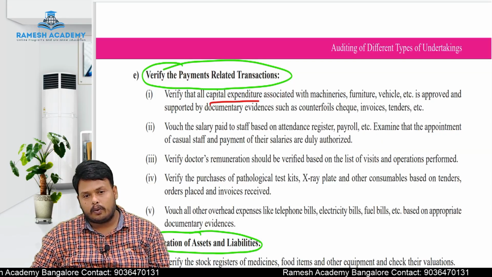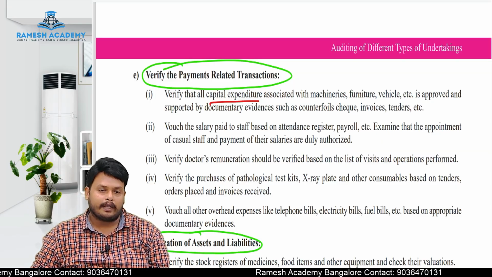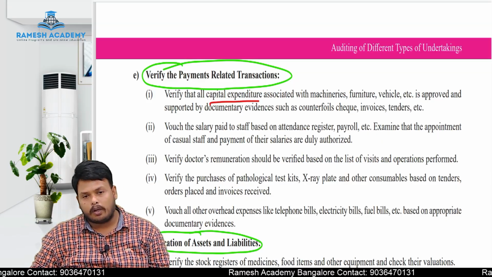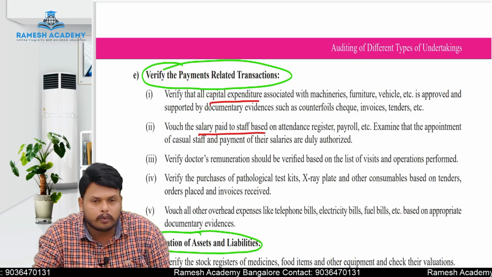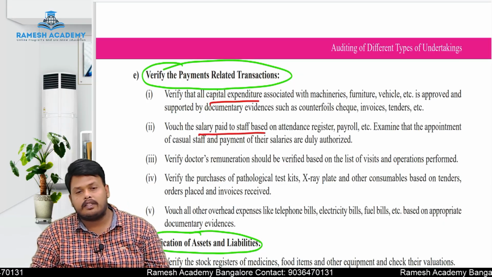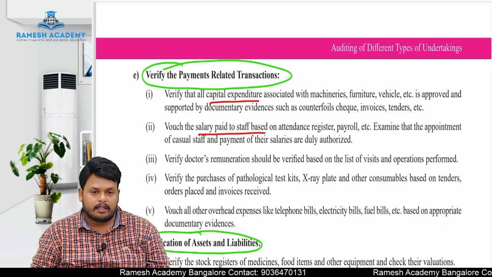Revenue expenditure doesn't require board permission, but in the case of capital expenditure, board approval is compulsory. Next, salary paid to the staff. Salary paid to the staff is one of the major expenses for hospitals.